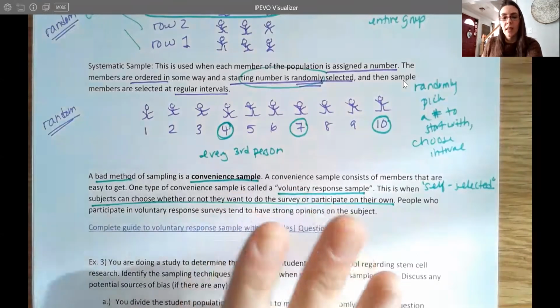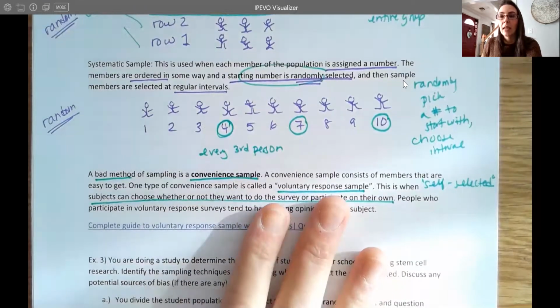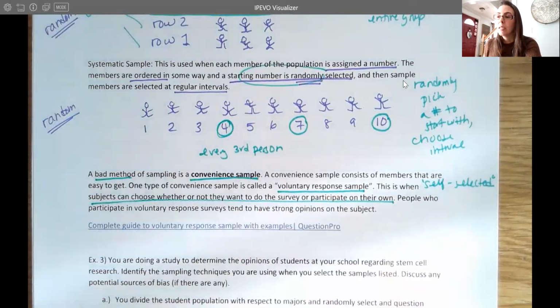So that's not this. These are things like, for instance, if you see a survey in a magazine, and it's like, hey, go to our website and answer the survey. That's a voluntary response survey. That's a self-selected survey. So basically, they put the survey open to everyone, and you just choose if you want to take it or not.